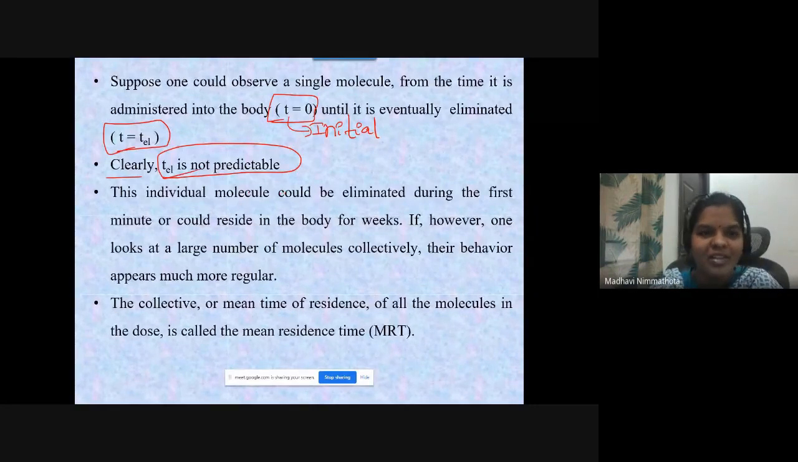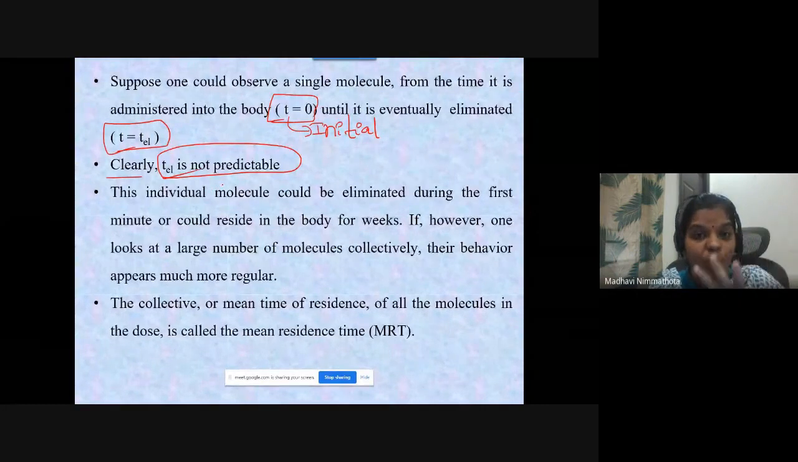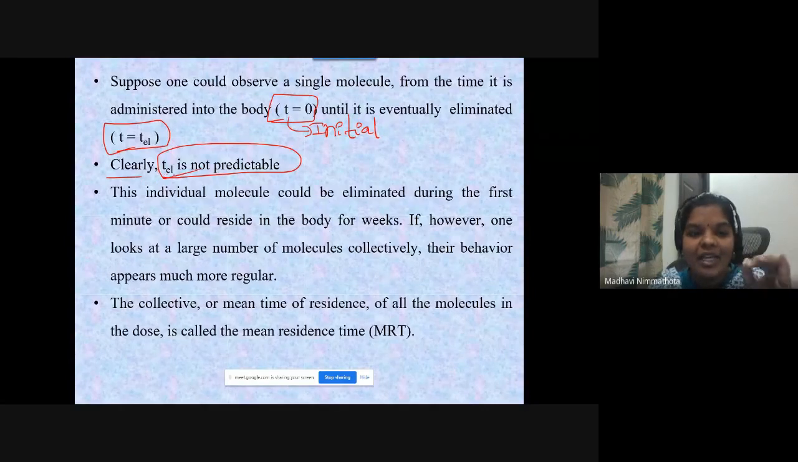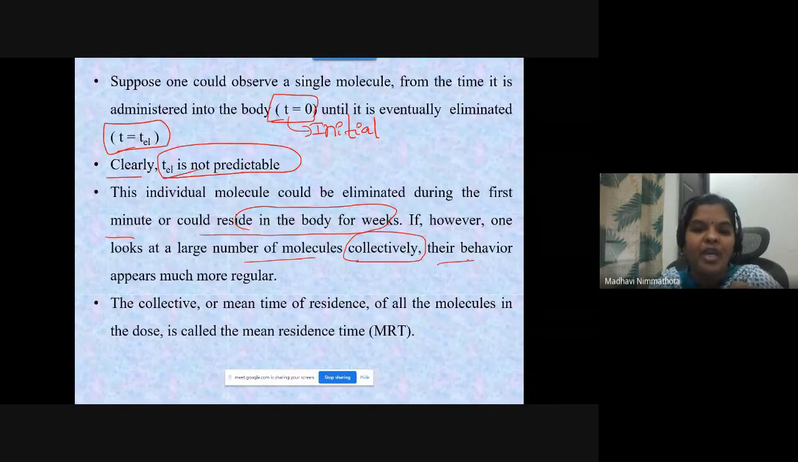So that is what the sentence is. We cannot say exactly when the tracer molecules are eliminated from our body. That's why clearly the TEL elimination time is not predictable. That means an individual molecule could be eliminated during the first minute or could reside in the body for weeks. If, however, one looks at a large number of molecules collectively, their behavior appears much more regular.